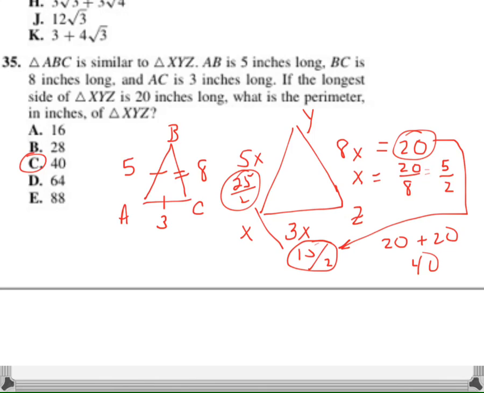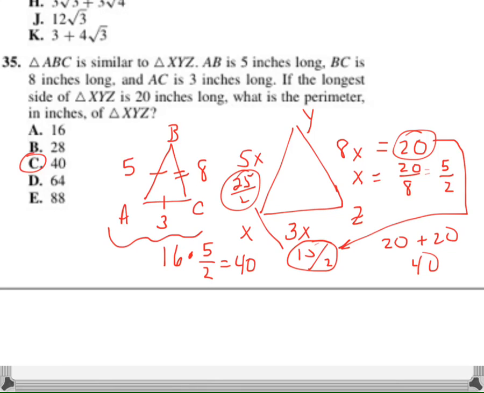I'm guessing with our coefficient of proportionality, once we found that to be 5 over 2 or 2.5, we could have also found the perimeter of ABC. 8 plus 3 is 11, 16. And we could have taken the 16 times the constant of proportionality, 5 over 2. 2 goes into 16 eight times, 8 times 5 is also 40, so we could have solved the problem that way.